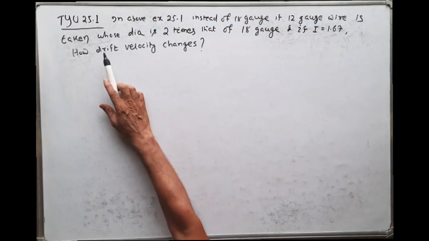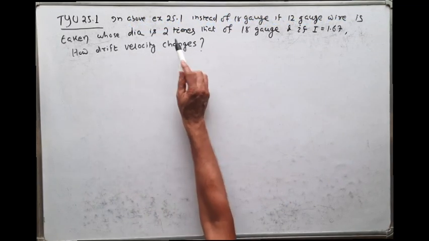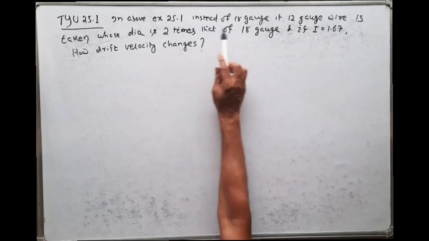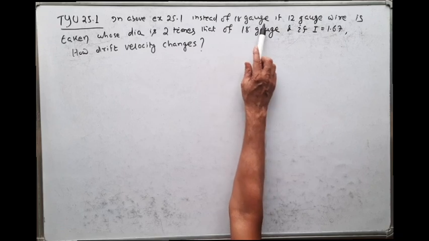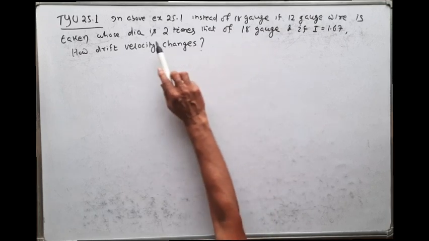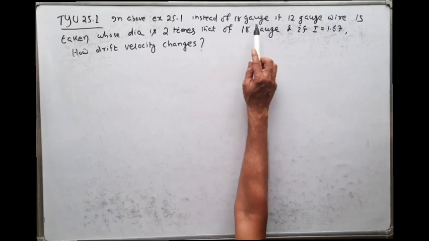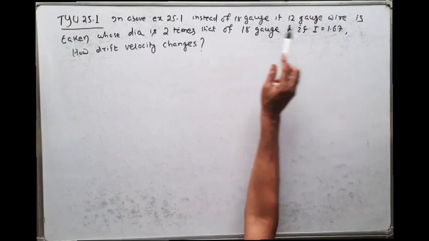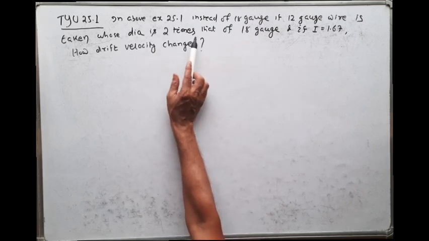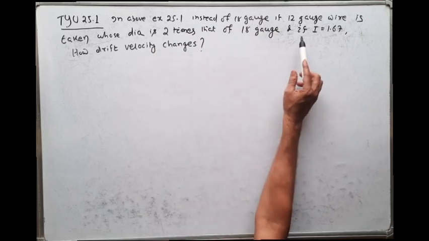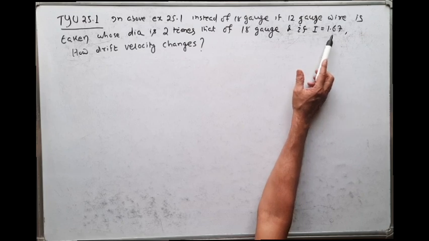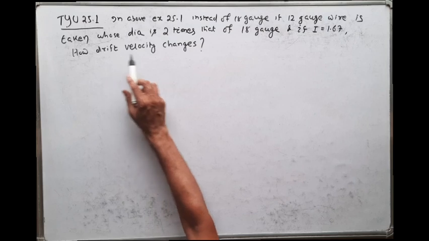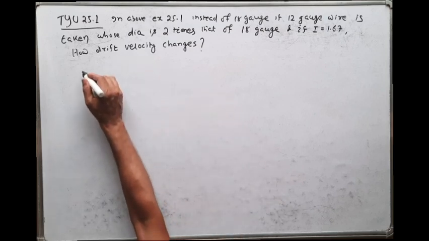Now test your understanding 25.1. We have already solved example 25.1. In that example, we had taken 18 gauge copper wire. But in this question, if the 18 gauge copper wire is replaced by 12 gauge copper wire, whose diameter is 2 times that of 18 gauge, and the same current, that is 1.67 ampere, flows through the 12 gauge copper wire, how does the drift velocity change?